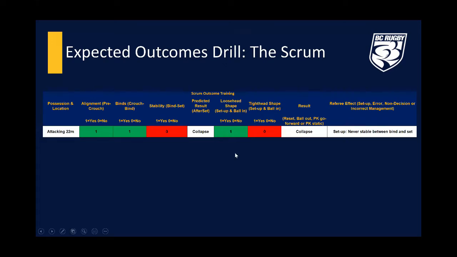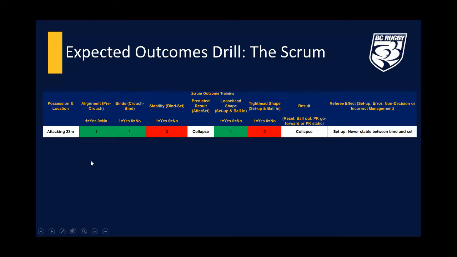And of course, we pause the video after the scrum is over, and we would write the actual result in the result column. In this case, it was a collapse. And if anything we'd done, particularly in Plan A, as a referee that we failed to do or that we've done incorrectly, we would just note that as a referee effect.